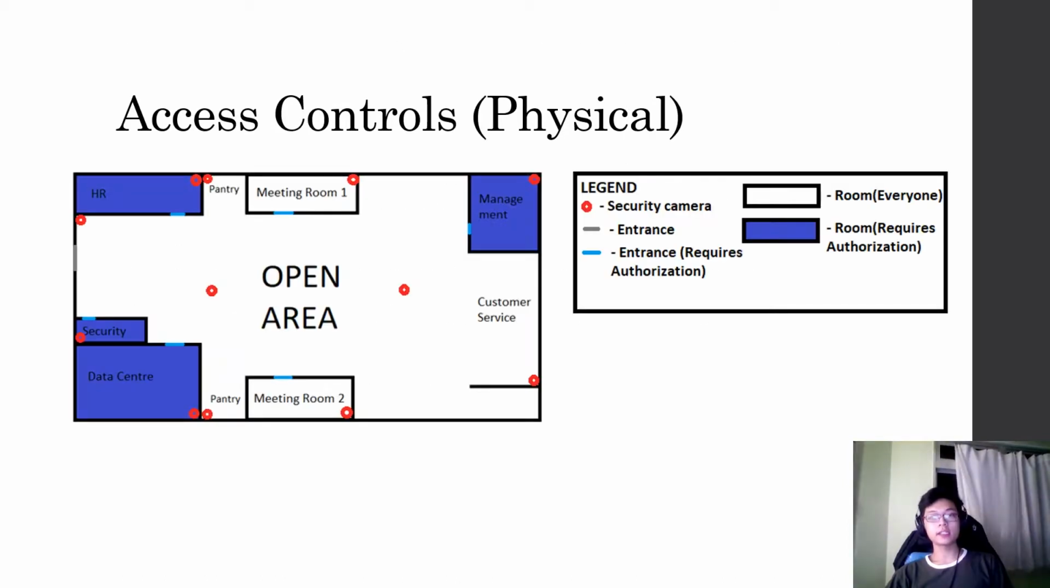For the physical access, as you can see, the workplace will be equipped with security cameras for the security staff to monitor in case of any suspicious acts from the other staff. The rooms that are colored blue can only be accessed by certain staff members. Example would be the data center, which can only be accessed by the IT and admin staff, and the security room, which can only be accessed by the security staff.